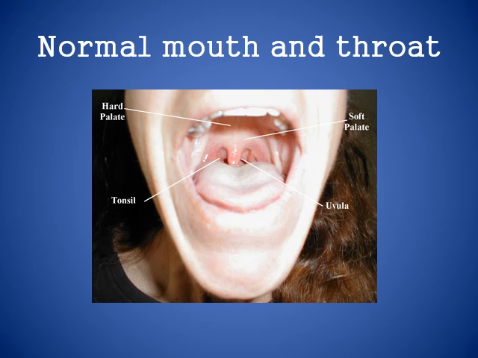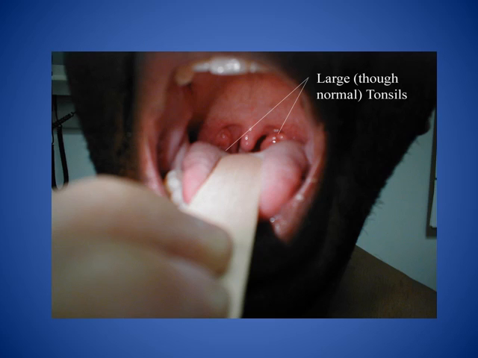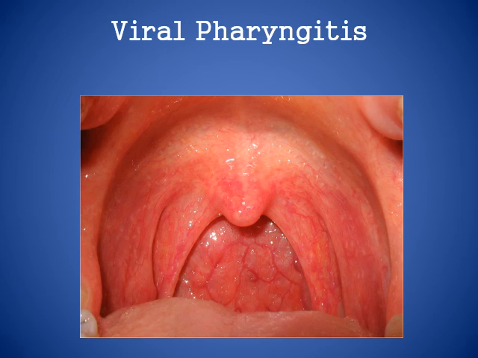Here's some pictures of a normal mouth and throat. You can see that the uvula is midline here. Tonsils are normal size on either side of the throat. Here might be a child with just normally genetically large tonsils. You can see how they're getting bigger and you have less airway space here. Here's a child that might present with a little bit of sore throat, maybe some postnasal drip. It's a little red.